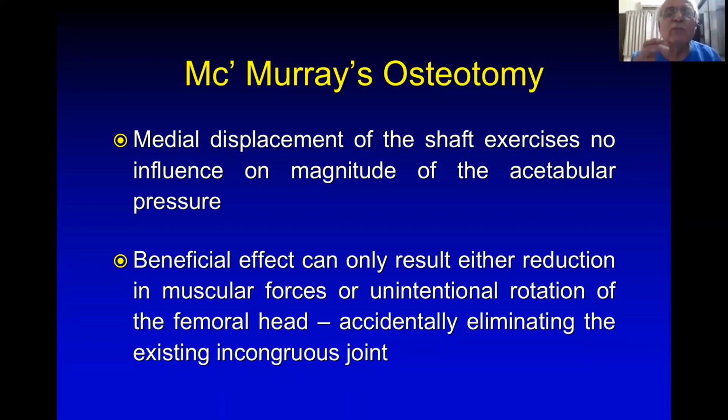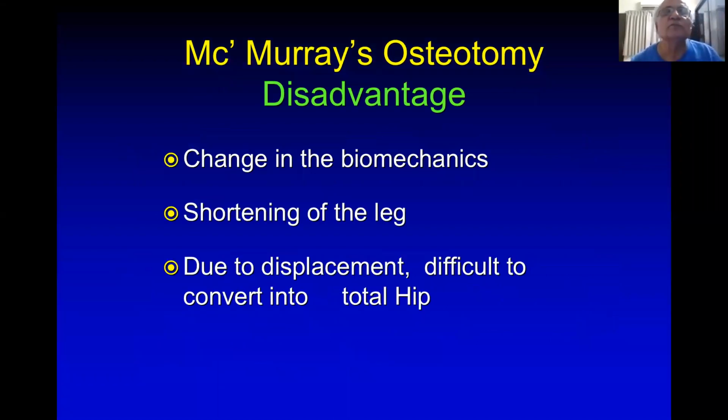So this is a very important statement of the important biomechanics of the McMurray. If you write this in the exam, the examiner will probably understand that you know the subject. So the McMurray disadvantage: there is a change in the biomechanics. There's a shortening of the leg because too much medial displacement takes place. And due to the displacement, if you displace too much, then it is very, very difficult to do THR.